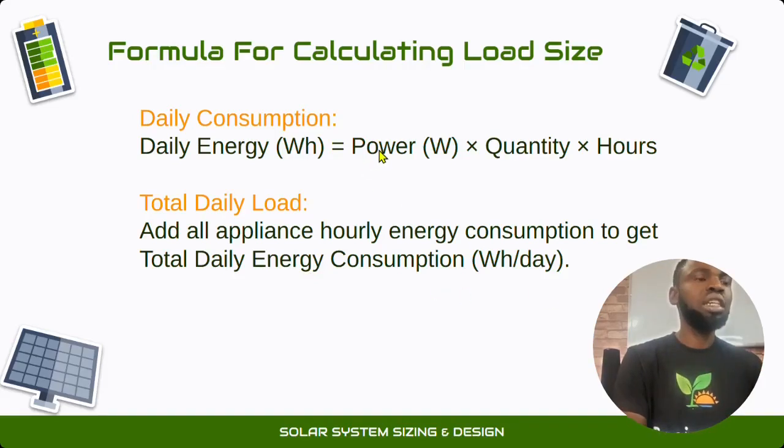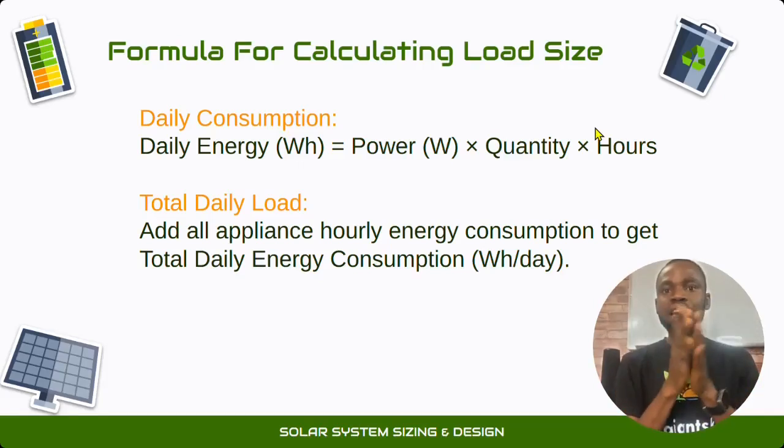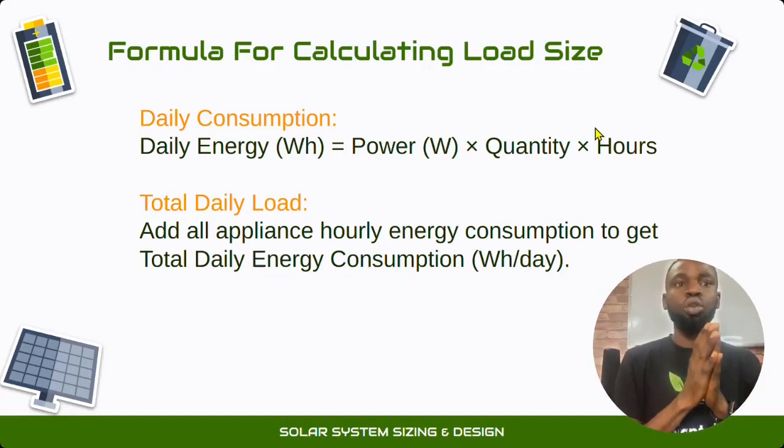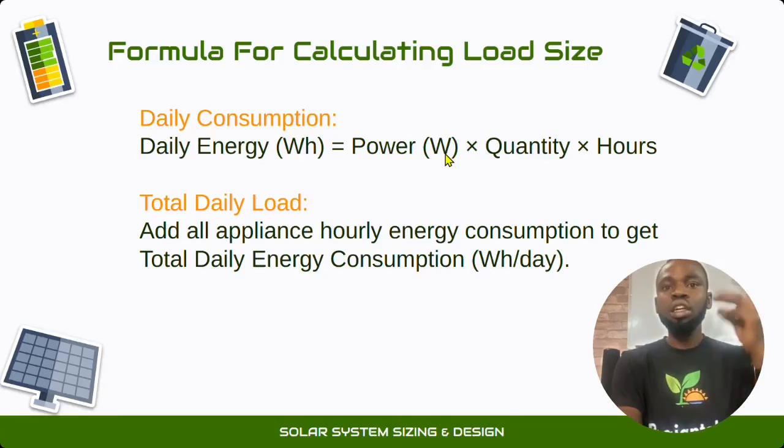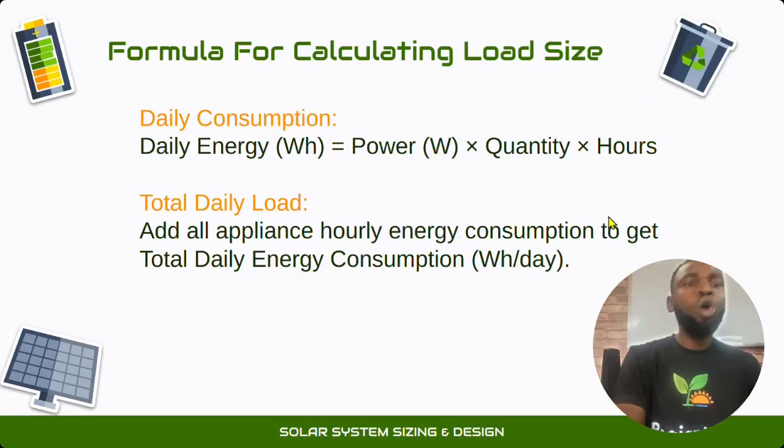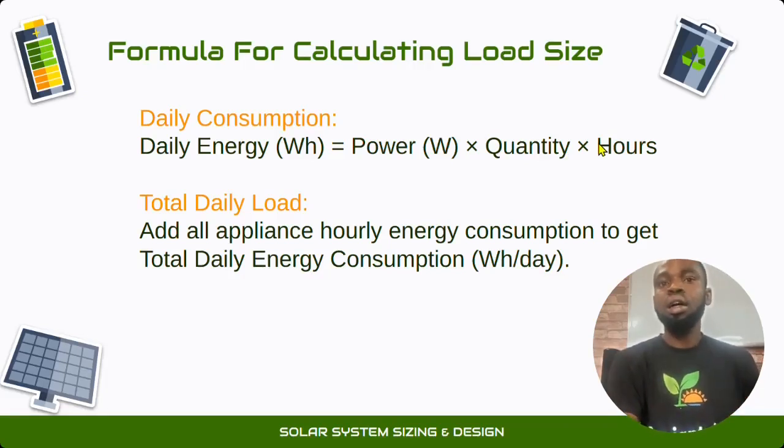If I've gotten the rated power of the AC, I multiply by the quantity, and I multiply by how many hours it is going to run. I've gotten the total energy consumption of only the AC. If I do that for the TV, fridge, lighting points and all that, and then add all of them up, I'll get what is called the total load. You'll get your total daily load consumption if you add up the rated power, quantity and hours of all the devices that are going to be powered by the solar system.